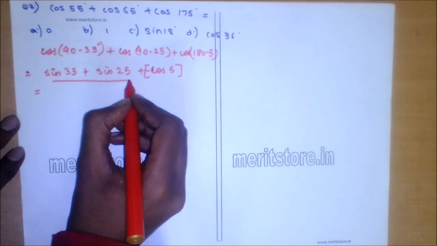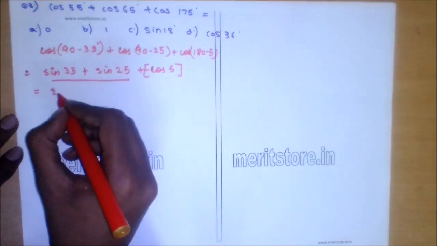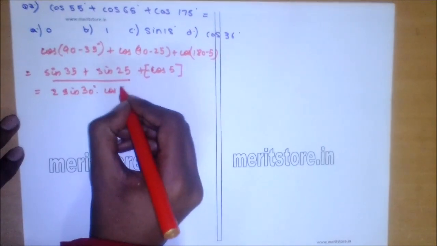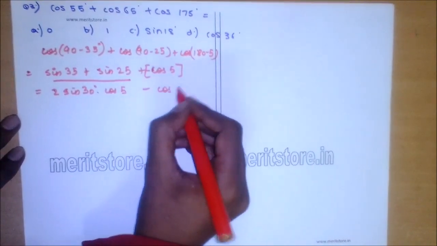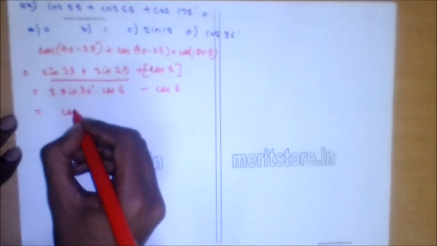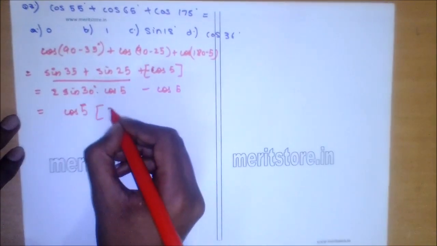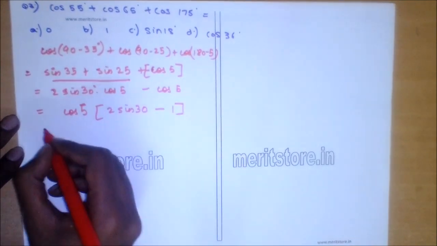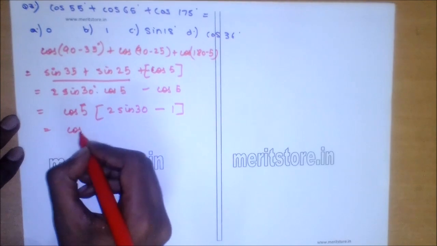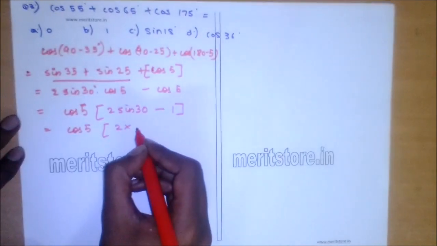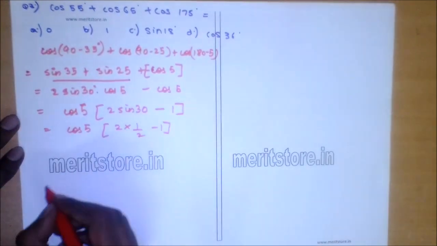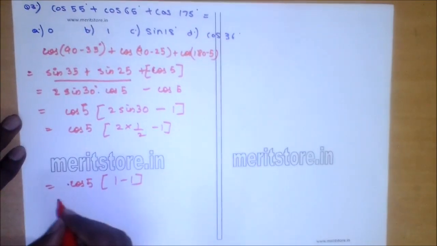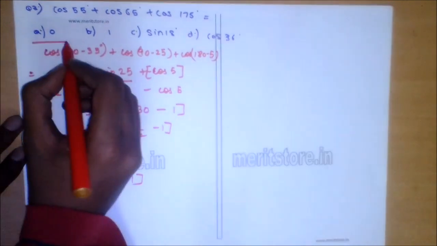We use the sin A plus sin B formula, so we get 2 into sin 30 into cos 5 minus cos 5. We take cos 5 common here, so we get cos 5 (2 sin 30 minus 1). Sin 30 is half, so cos 5 into (2 into 1 by 2 minus 1), that is cos 5 into (1 minus 1), that is equal to 0, which is option A.